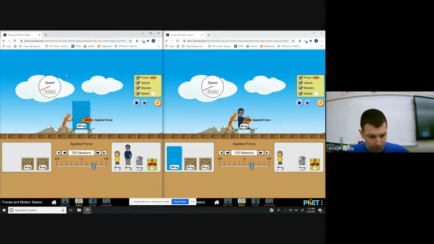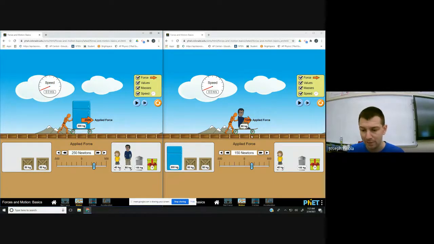On the left side of your screen, we have a person that is pushing a refrigerator across the ground. The person is applying a force of 250 newtons, and since there's no friction, let's consider that 250 newtons the net force. The refrigerator also has a mass of 200 kilograms.